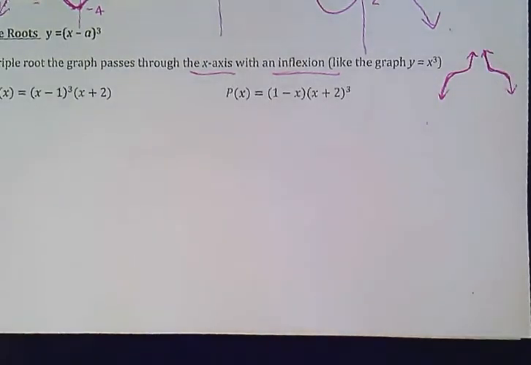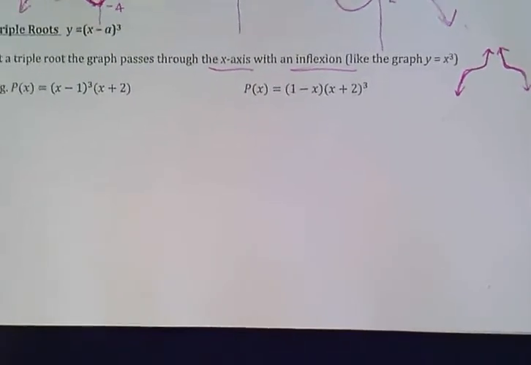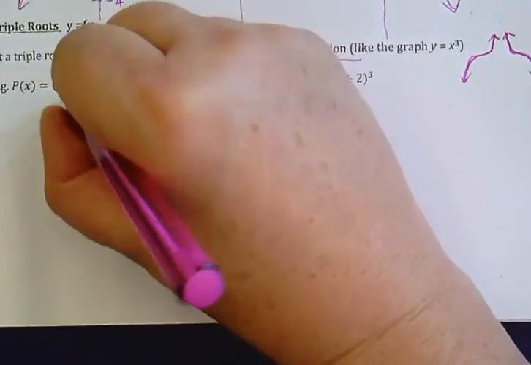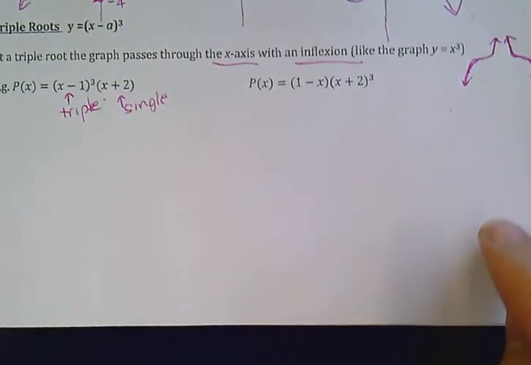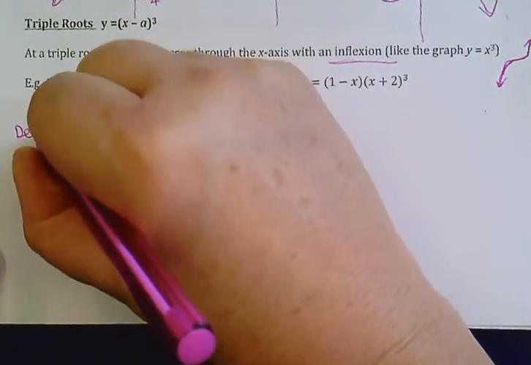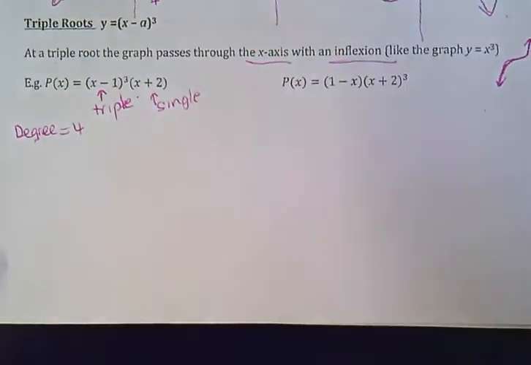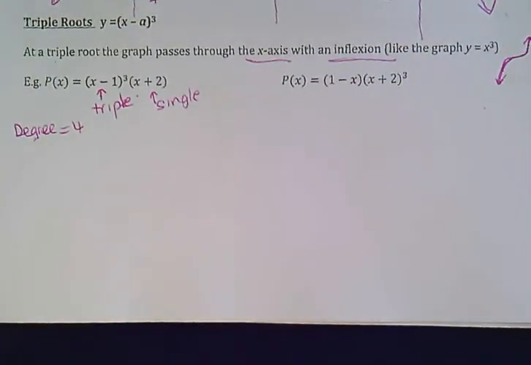All right? So you can either cut through the axis, you can bounce off the axis with an x squared like a parabola, or you can do an inflection, and this is called an inflection, like the shape of the x cubed graph, the simplest x cubed graph, through the x-intercept. So let's have a look here. We've got a triple root at where? X is 1, and a single root at x is negative 2. But what type of graph is this? What's the degree? The degree is positive 4. It is an x to the 4 type graph. It's a positive one. We know that looks like a W, but it's still going to have 4 sections, all right?